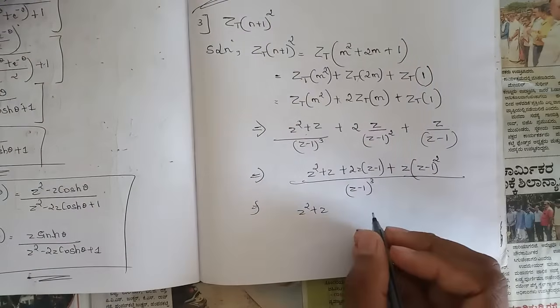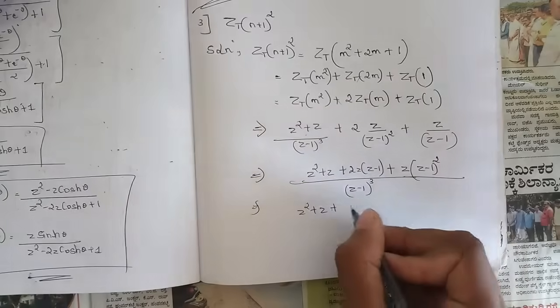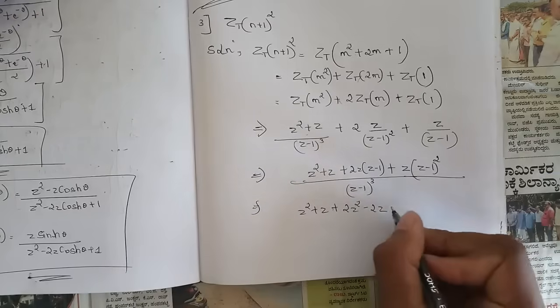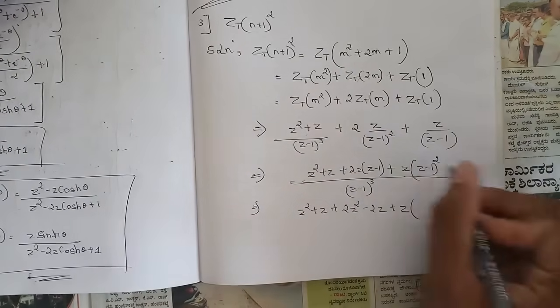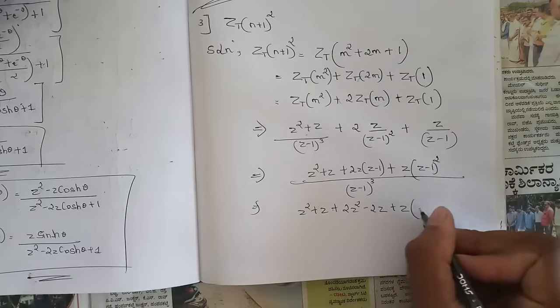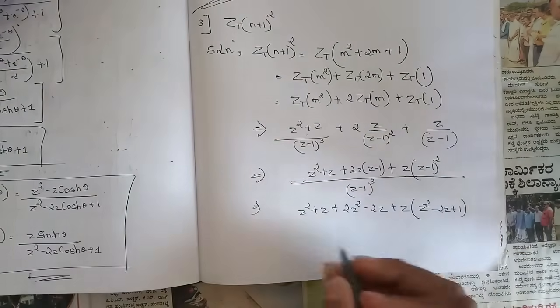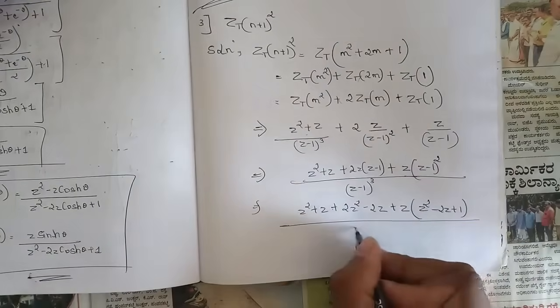So now just simplify this. Multiply this: 2z square minus 2z plus z into z minus 1 whole square, that is z square minus 2z plus 1, the a minus b whole square identity.